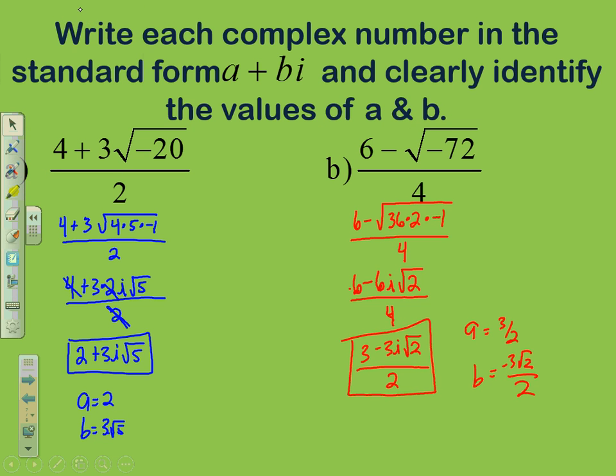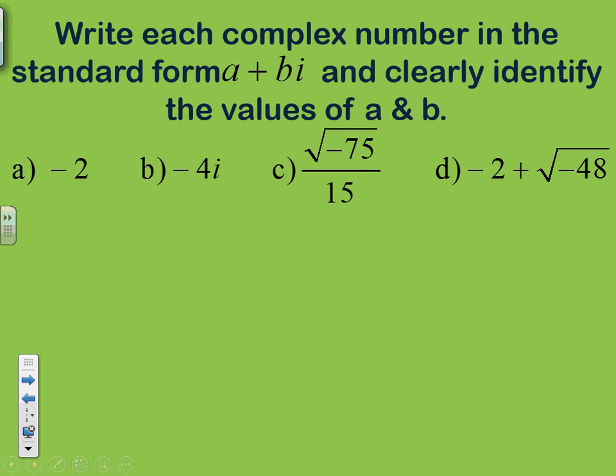So let's go ahead and finish wrapping up this video because we are about done with it. The last thing that we're going to look at are these 4 examples where again we just want to simplify it, write it in the form of a complex number, a plus bi, and say what the values of a and b are. Well, -2 doesn't simplify at all, but it is an integer. It is a real number. So if we write it in the form of a complex number, we're going to say -2 plus 0i. So a would be -2 and b would be 0.